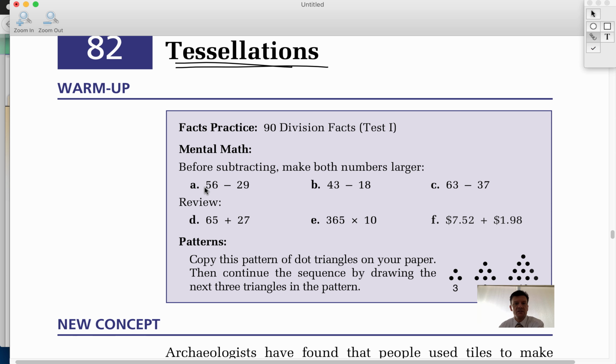If you haven't already, do these warm-up problems right here. Notice you're looking for patterns. Right there in the warm-up, it's asking you to look at the pattern and recognize a pattern that is happening in the drawing of those three images. Okay? So pause the video if you haven't done these already, and then come back and we'll continue.